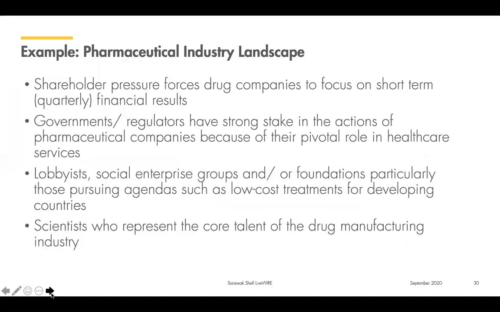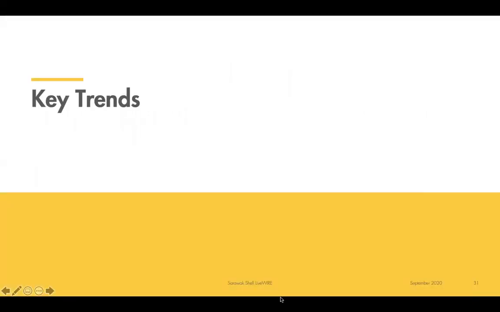So examples of stakeholders: shareholders, who focus more on financial gains, so that can be a detriment to innovation and all that. You have the government and regulators who, whatever they say is the law and has to be followed by the industry players. Lobbyists, social enterprise groups, foundations, who have an agenda such as low-cost treatment for developing countries, and scientists, right, who are also stakeholders, just like workers, who are the core talent in the drug manufacturing industry. So let's pause for a bit if there are any questions.